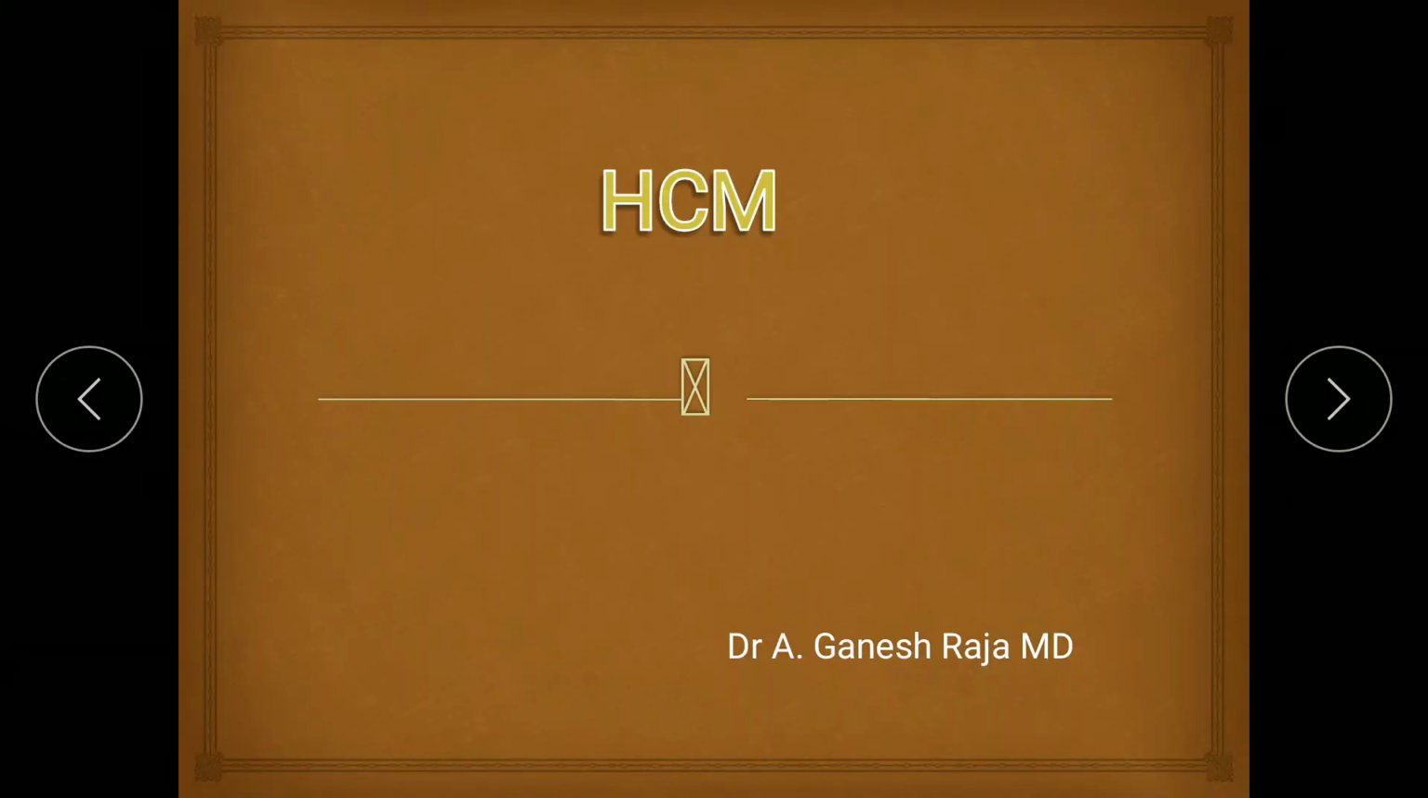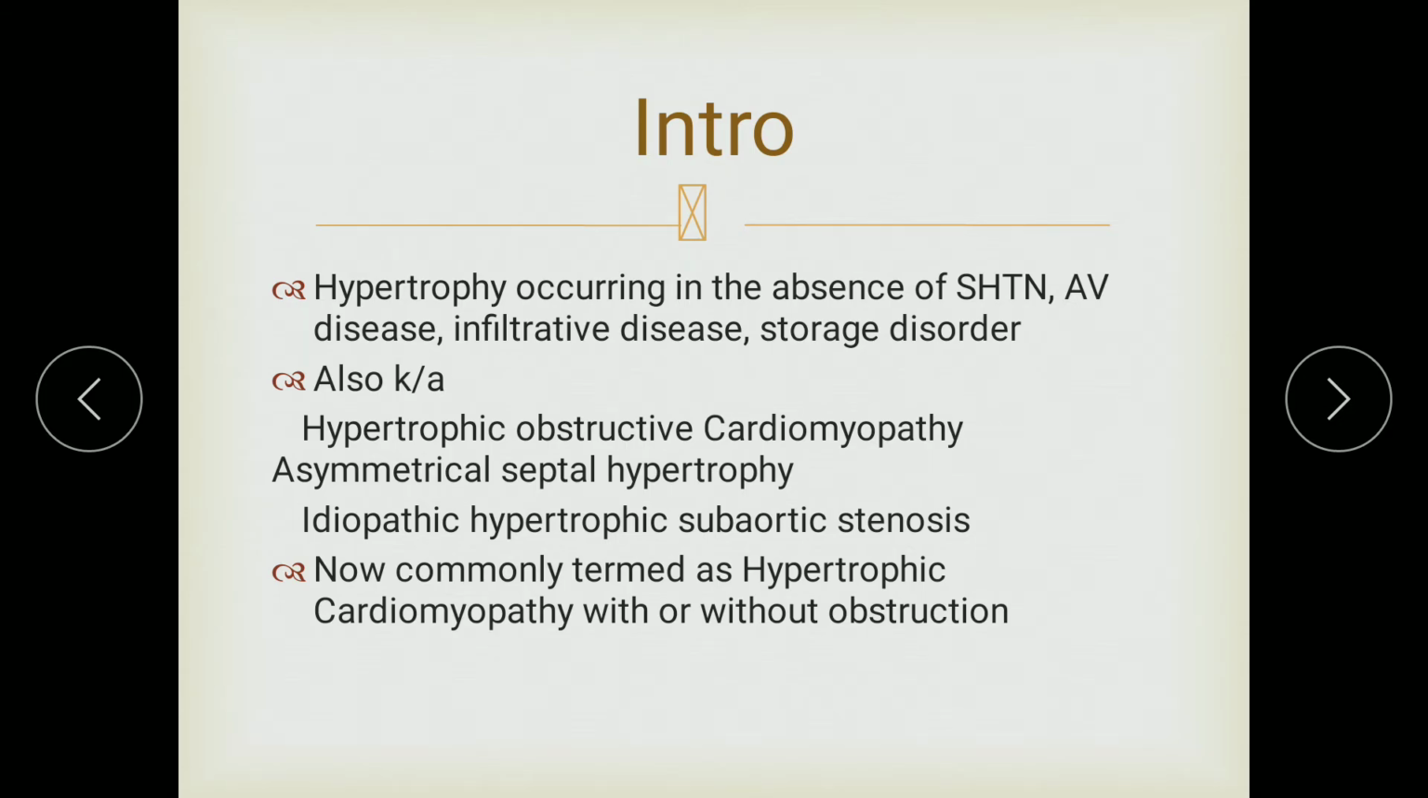HCM stands for hypertrophic cardiomyopathy. We know that left ventricular hypertrophy occurs when there is pressure overload or volume overload. Pressure overload occurs when the patient has aortic valve disease or systemic hypertension, and volume overload can occur with aortic valve disease, regurgitation preferably. But hypertrophy that occurs in the absence of these factors, like systemic hypertension, aortic valve disease, and infiltrative and storage disorders, is called hypertrophic cardiomyopathy.